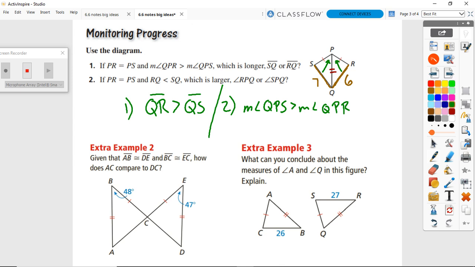All right, so there's our monitoring progress questions. Our extra example, let's check out what we got right here. We've got, given that AB is congruent to DE, so that's marked up, and BC congruent to EC. And we know some angles. We have a 48 over here, we have a 47 here. How does AC compare to DC? Well, the 48 is greater than the 47, so AC is going to be greater than DC.